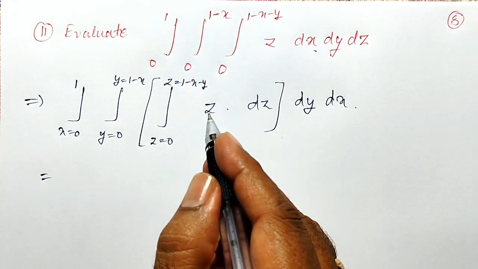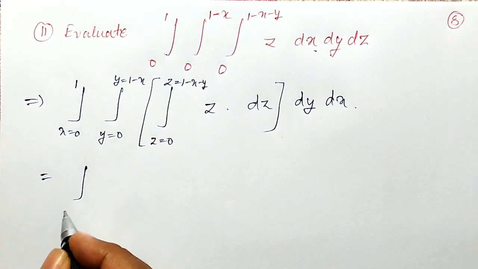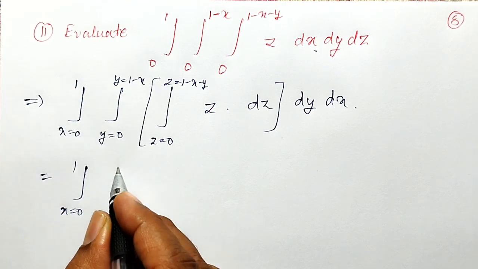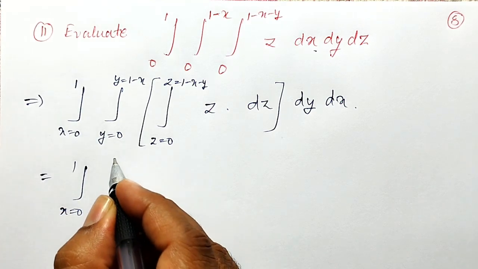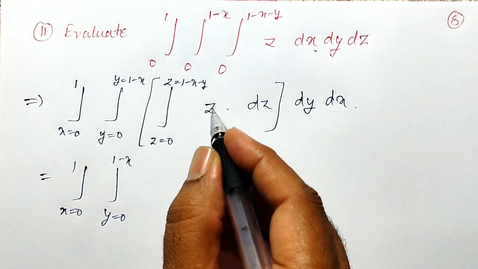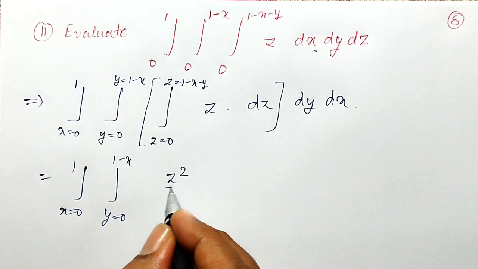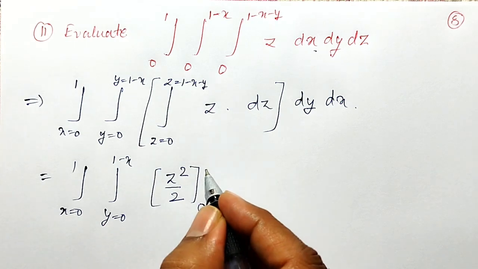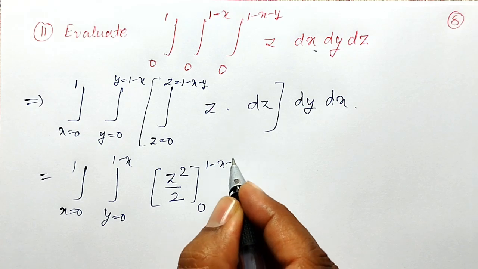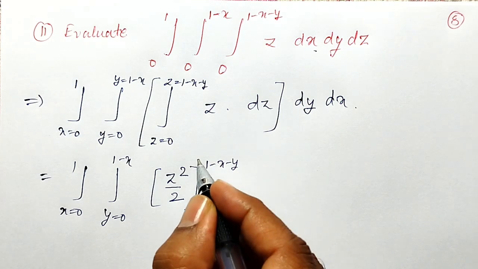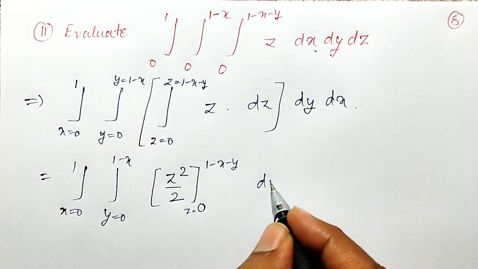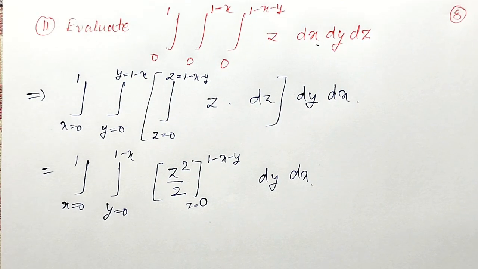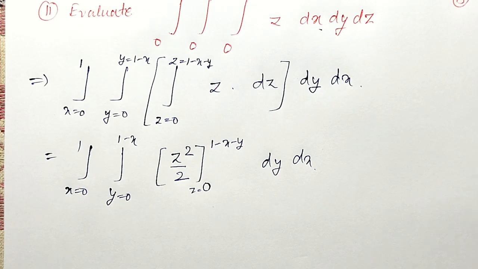Okay, this one I will simplify and integrate. First I will integrate with respect to z: integration from x equal to 0 to 1, y will remain as it is, y from 0 to 1 minus x, and integration of z is z square divided by 2 between the limits z equal to 0 to z equal to 1 minus x minus y, into dy dx will remain as it is. Now substitute upper limit minus lower limit for this one.